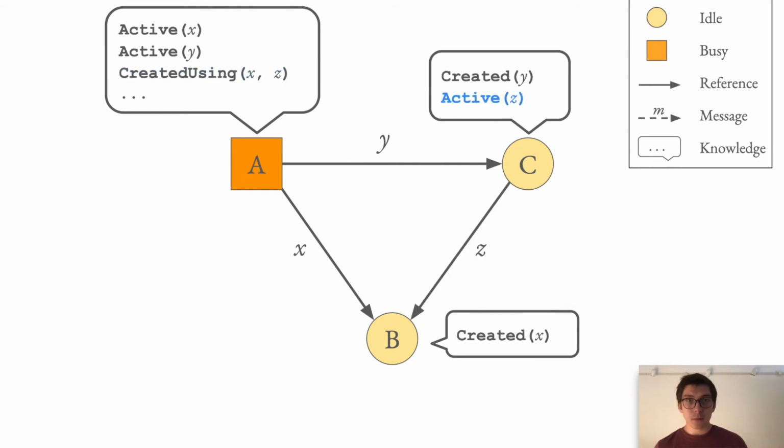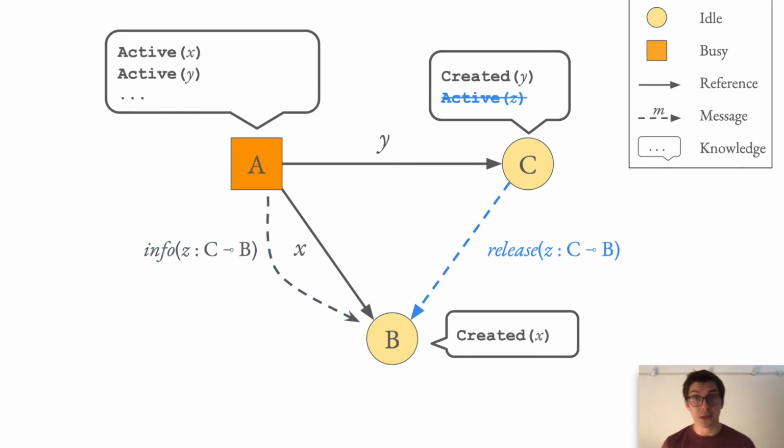So now, if A creates a lot of these refobs, then its knowledge set will keep growing without bound. So we give it a mechanism to forward the information to B inside of an info message. And analogously, when C decides it doesn't need Z anymore, it deactivates it. And that means it removes the fact about Z from its knowledge set and sends a release message to B.